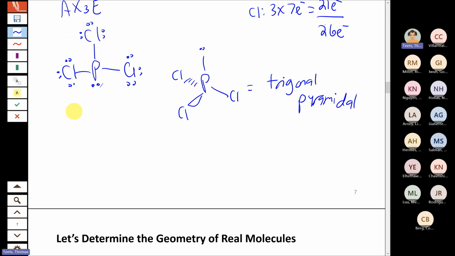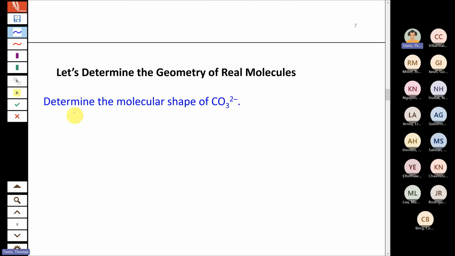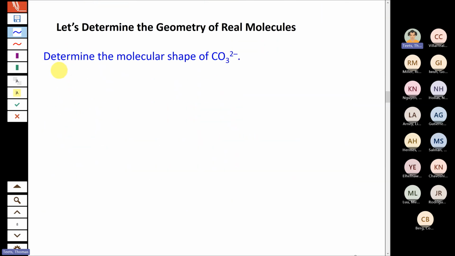All right, let's just do some more examples. Let's do it for the carbonate anion, CO3 2-. So we can use VSEPR on anions as well, not just on cations. If we have CO3 2-, we have to again count electrons. This one has carbon and oxygen in the formula, so we have to get their valence electrons first from the periodic table.